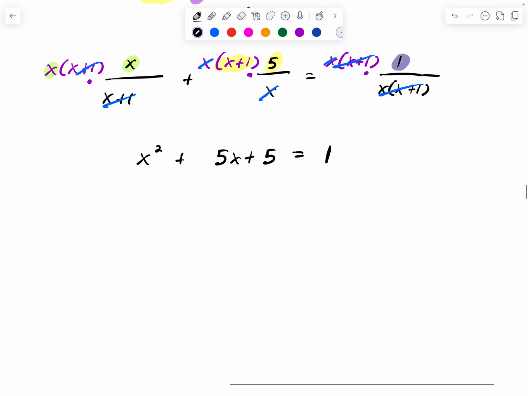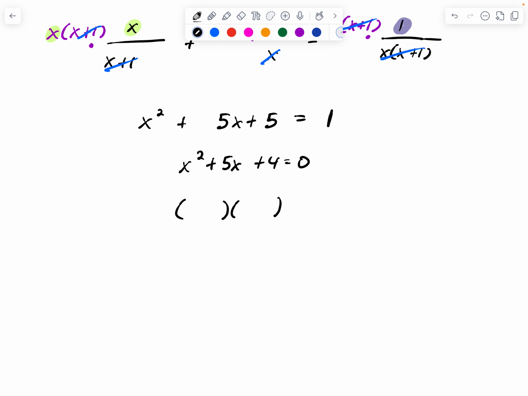All right, and this now becomes an equation you've solved many times before. So moving the 1 over to set this equal to 0, I get plus 4. So I'm looking for factors of 4 that add to 5, which is x plus 4 and x plus 1, setting them each equal to 0. I get x equals negative 4 or x equals negative 1.